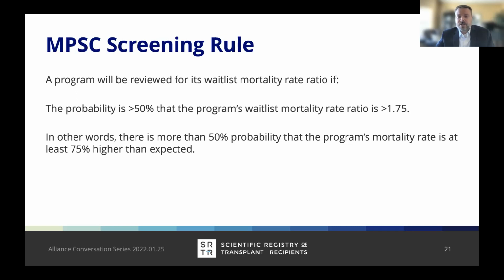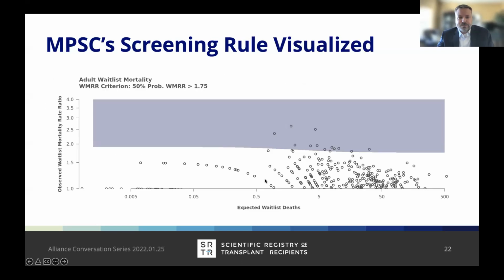Remember, a hazard ratio or a mortality rate ratio of 1.75 means that your patients appear to be dying at a rate that's 75% higher than what we would predict for other, similar patients nationally. And so that is the extreme outlier level that the MPSC would like to review and see if there's a way they can help intervene on that outcome.